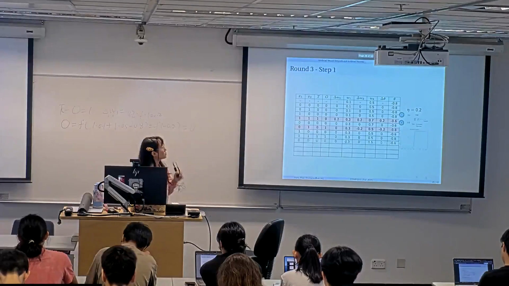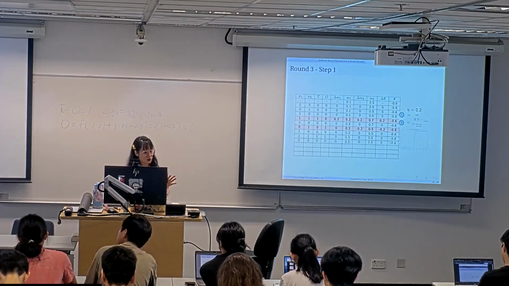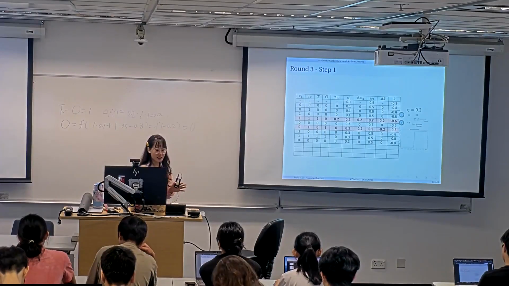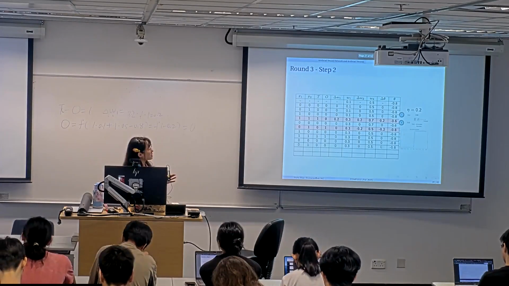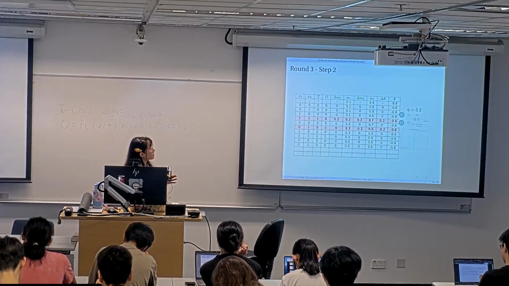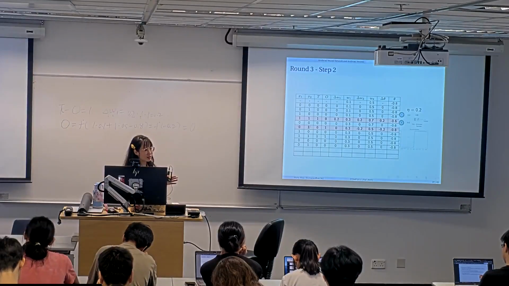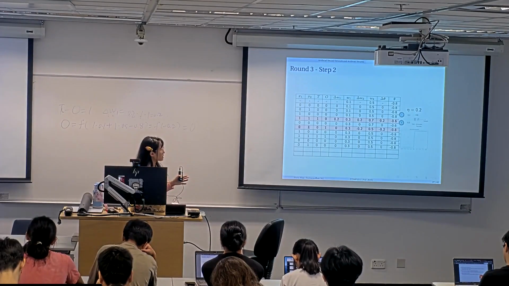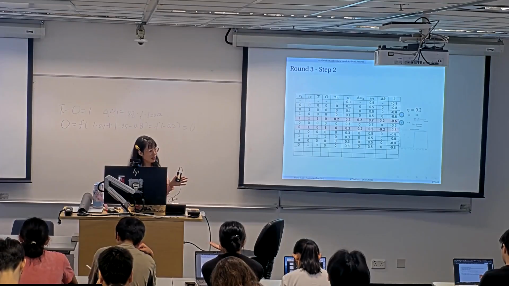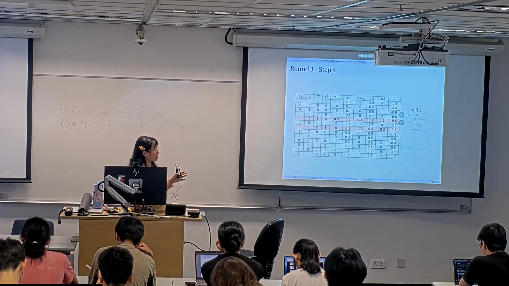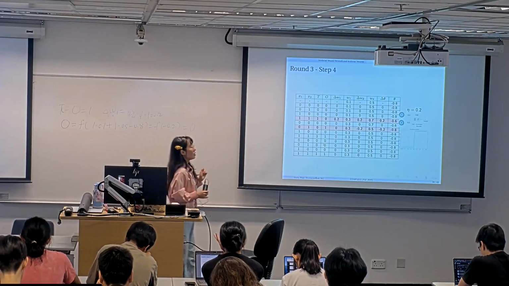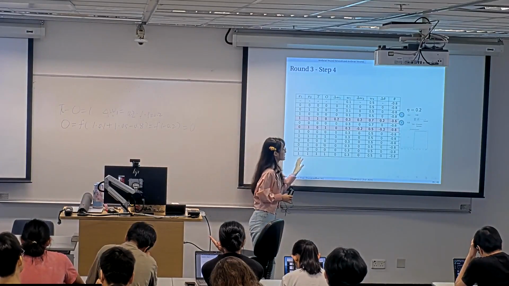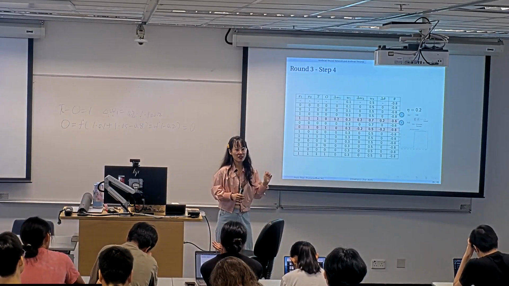We go into round 3. Round 3, step 1, correct, very good. And step 2, correct. Note that in the last round, the second data point is wrongly predicted, but now after adjusting it, it's correctly predicted. And step 3, correct. Step 4, correct. Only at this point we can stop.